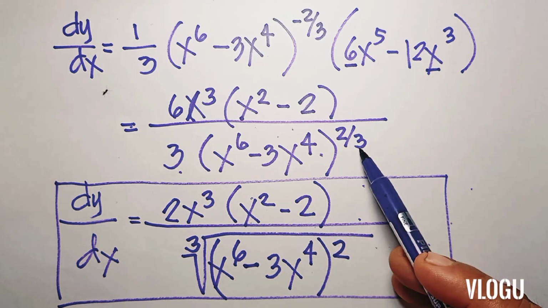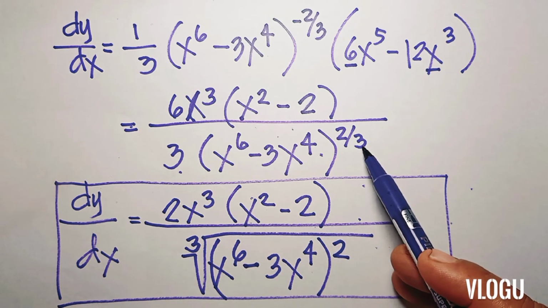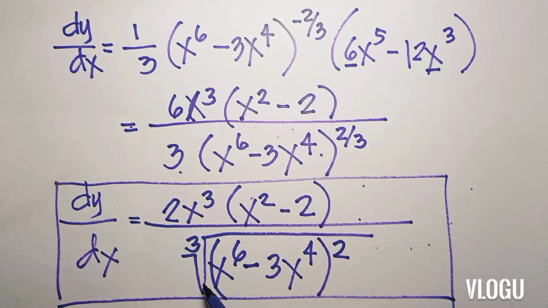2/3, that could be expressed as, if you look at here, your denominator is 3. So 3 is your index. So in radical form, we have the cube root of (x to the 6 minus 3x to the 4th) squared. So this is now our final answer.